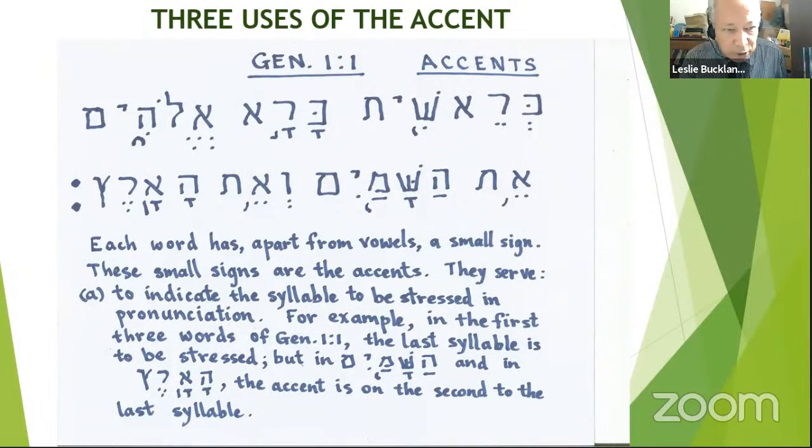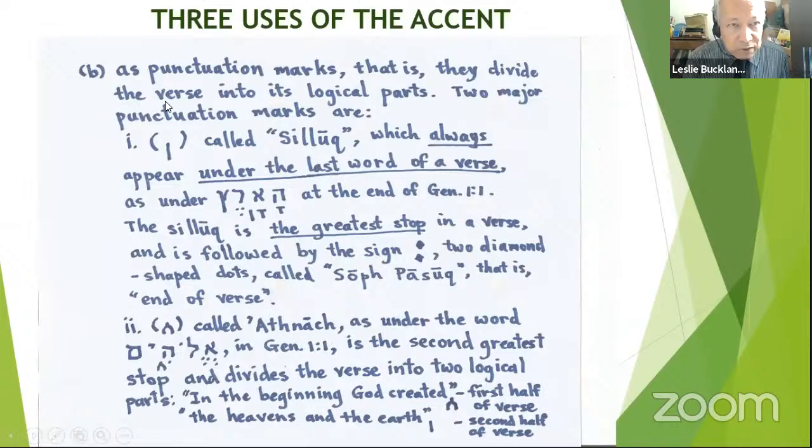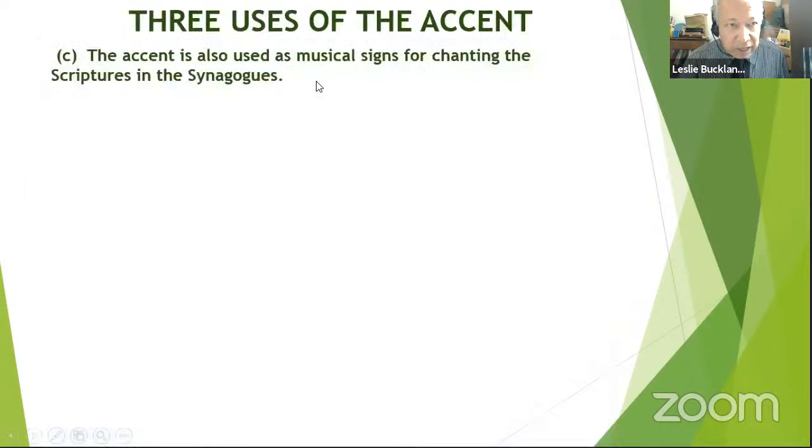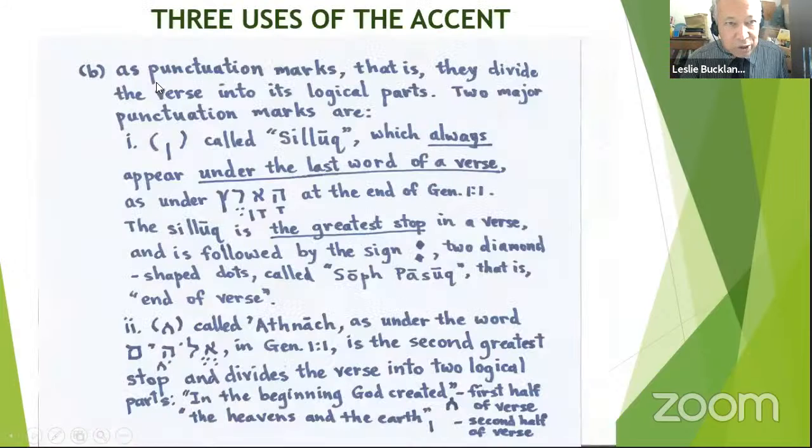So these are the three uses. Let me just sum them up again. Three uses. First use, to indicate the syllable to be stressed in pronunciation. The second use of accents, they function as punctuation marks. And the third use is that they are used as musical signs for chanting the scriptures in the synagogues.